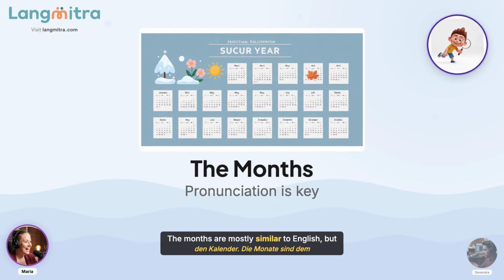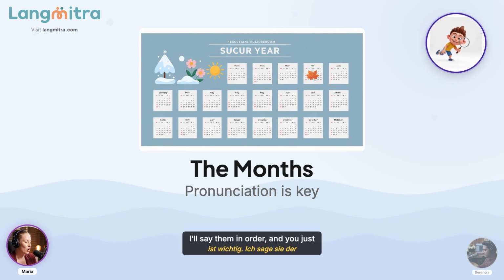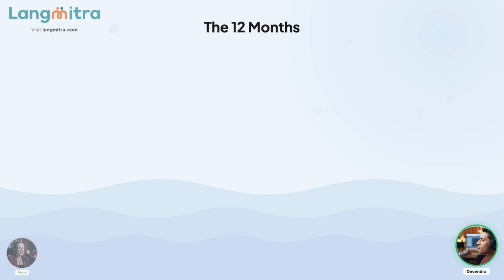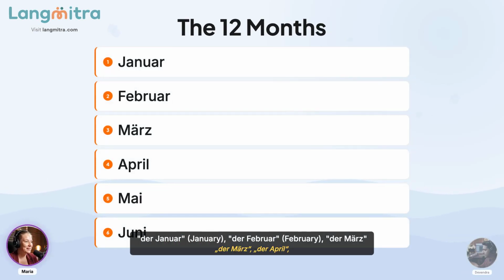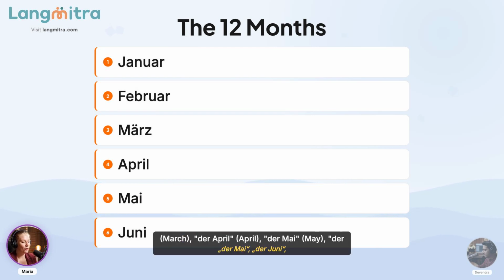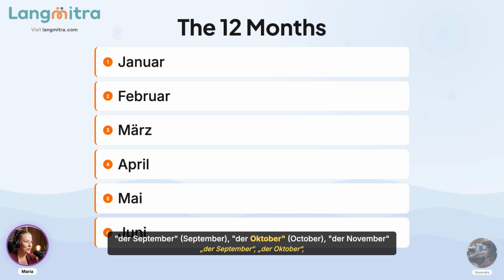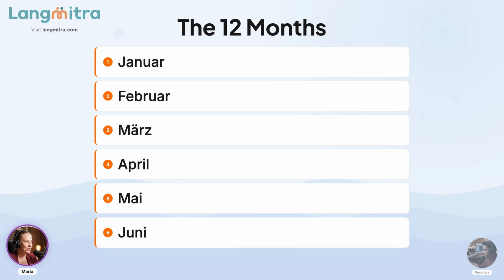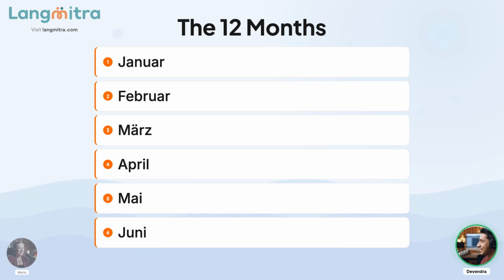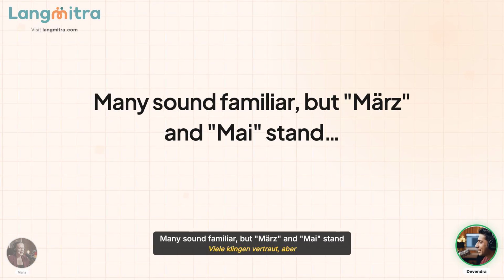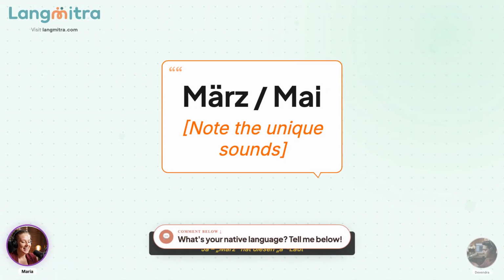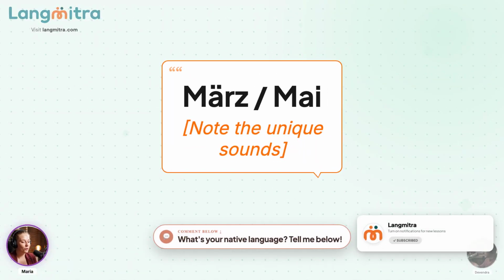Now let's bring months into the calendar. The months are mostly similar to English, but pronunciation matters. I'll say them in order and you just listen first. Ready. Der Januar, January. Der Februar, February. Der März, March. Der April, April. Der Mai, May. Der Juni, June. Der Juli, July. Der August, August. Der September, September. Der Oktober, October. Der November, November. Der Dezember, December. Many sound familiar, but März and Mai stand out. Yes, März has that sound, and Mai sounds like my.